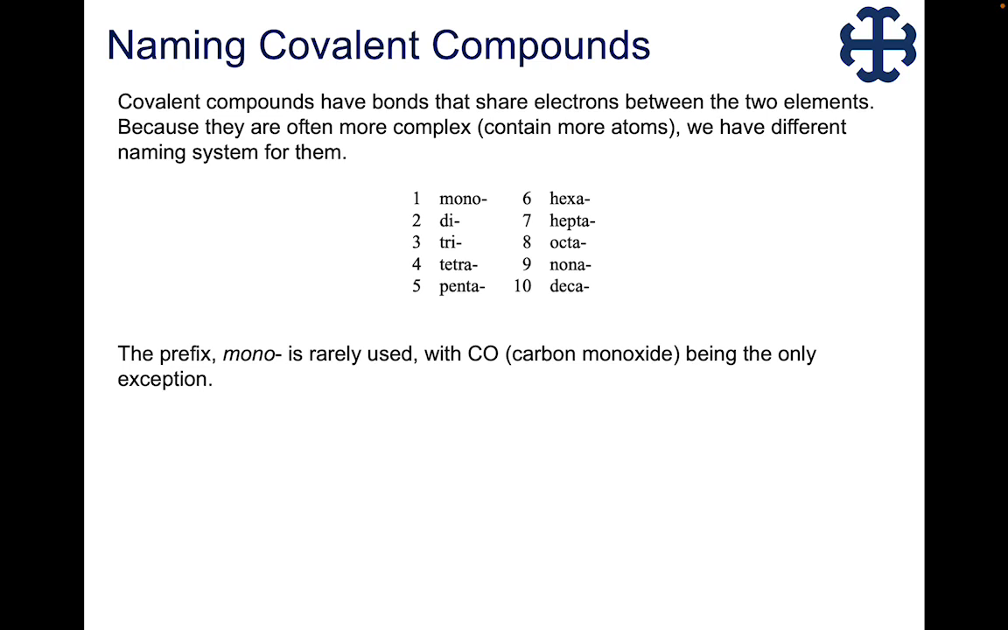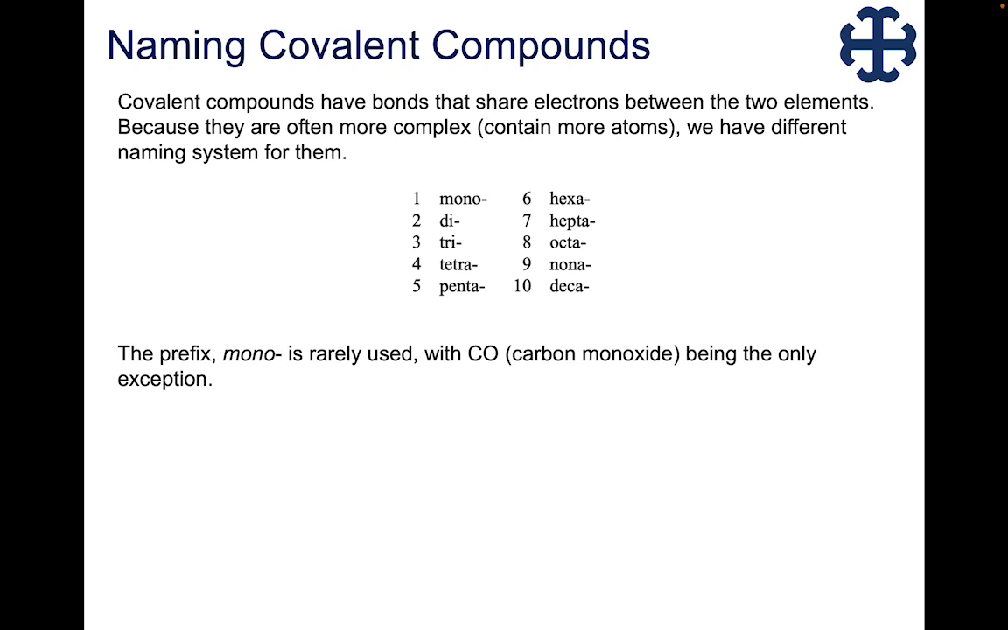Then we have different rules for covalent compounds. And so just a reminder, covalent compounds, we share electrons between two elements. These elements will always be two non-metals or semi-metals, right? And because they are oftentimes more complex, we need to add prefixes to tell us how many of each element we have. And so pretty much you put however many elements you have, you add the appropriate prefix for it. The one exception is typically when we only have one kind of element, we would say mono. We don't typically use that, and the only big example is carbon monoxide. Okay, so you don't really need to specify mono.